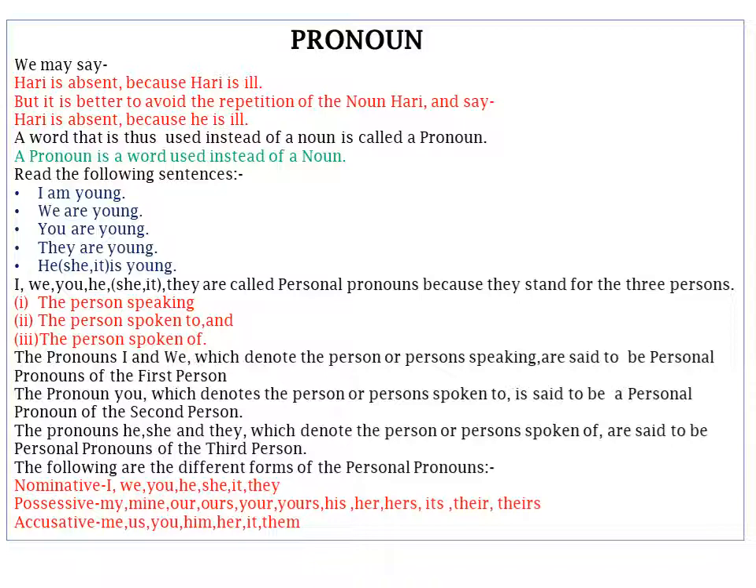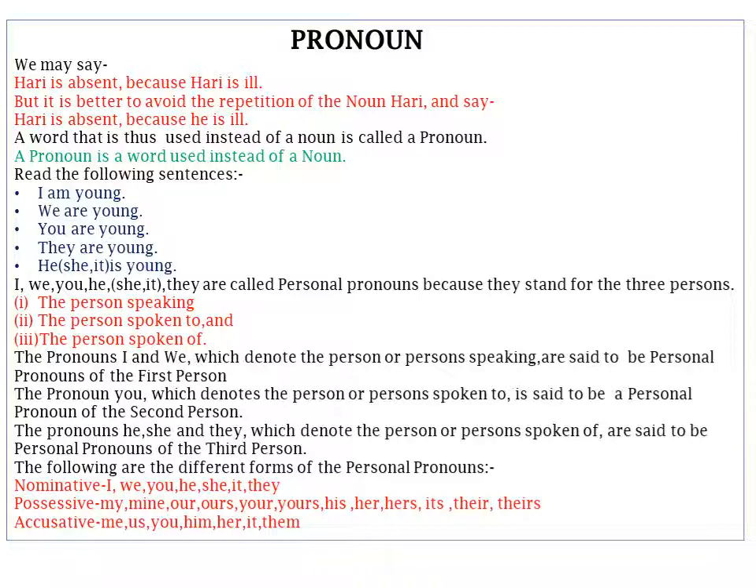In the first clause, the original name Harry is used. In the second clause, instead of using Harry, he is used. A word that is thus used instead of a noun is called a pronoun. A pronoun is a word used instead of a noun. We have to say the real name only for once. Later on, we have to use its pronoun, he.